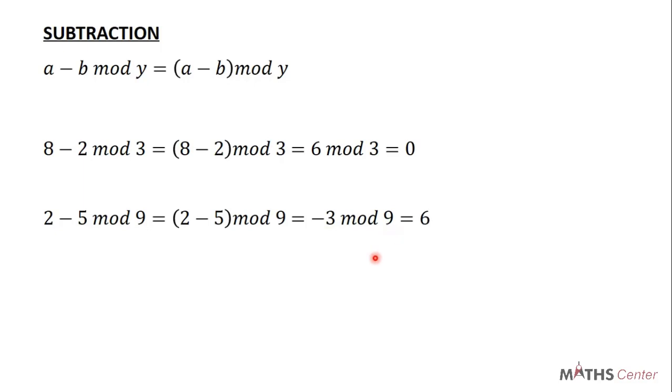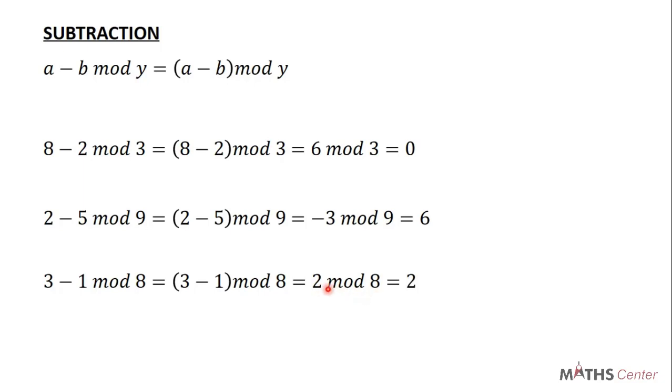Let's consider another example. 3 minus 1 mod 8. This will be equal to (3 minus 1) mod 8. 3 minus 1 will give us 2. So you have 2 mod 8. 2 is less than 8. So the value of 2 in mod 8, or 2 mod 8, is equal to 2. If the number is less than the modulus, then the value of the number in the modulus is equal to the number itself.